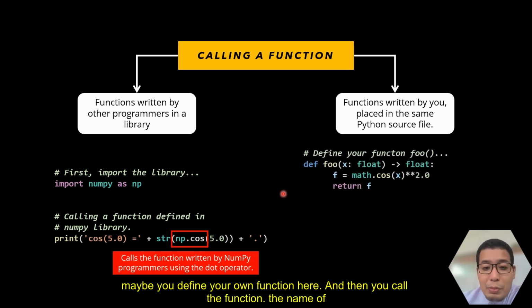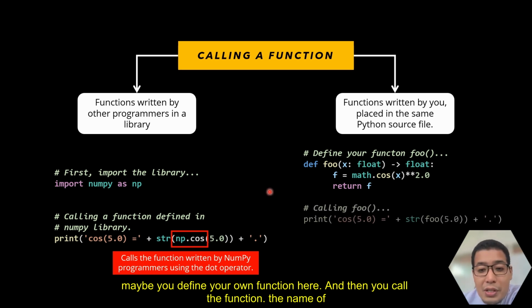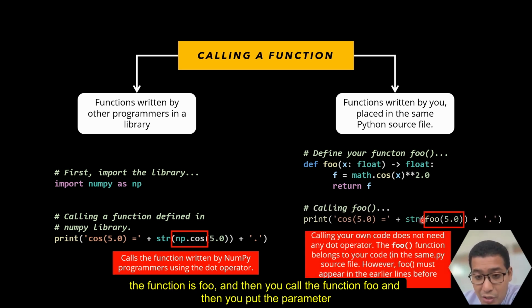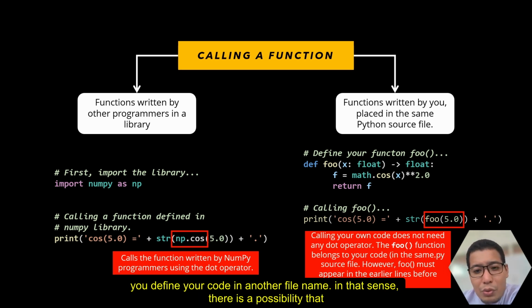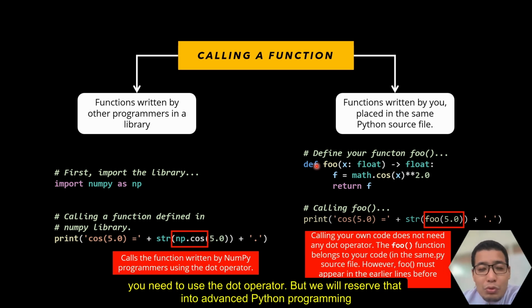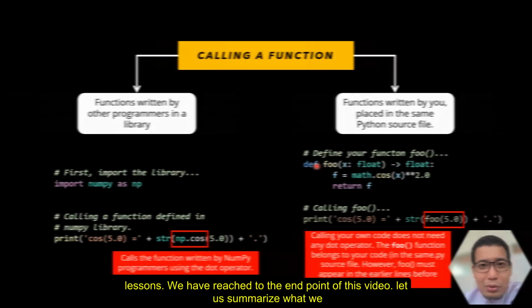First, maybe you define your own function here, and then you call the function. The name of the function is foo, and then you call the function foo and put in the parameter value. Calling your own code does not need any dot operator, but maybe you define your code in another file. In that case, there is a possibility that you need to use the dot operator, but we will reserve that for advanced Python programming lessons.